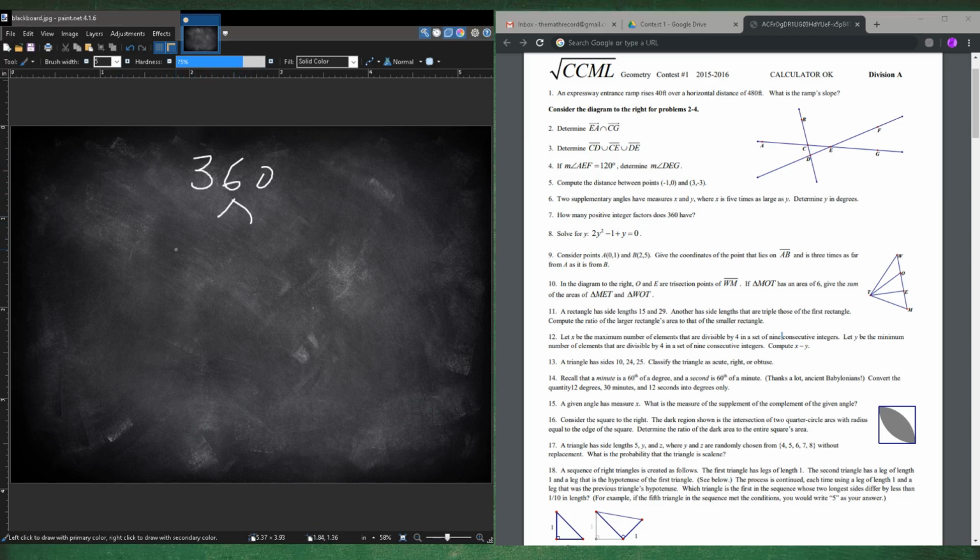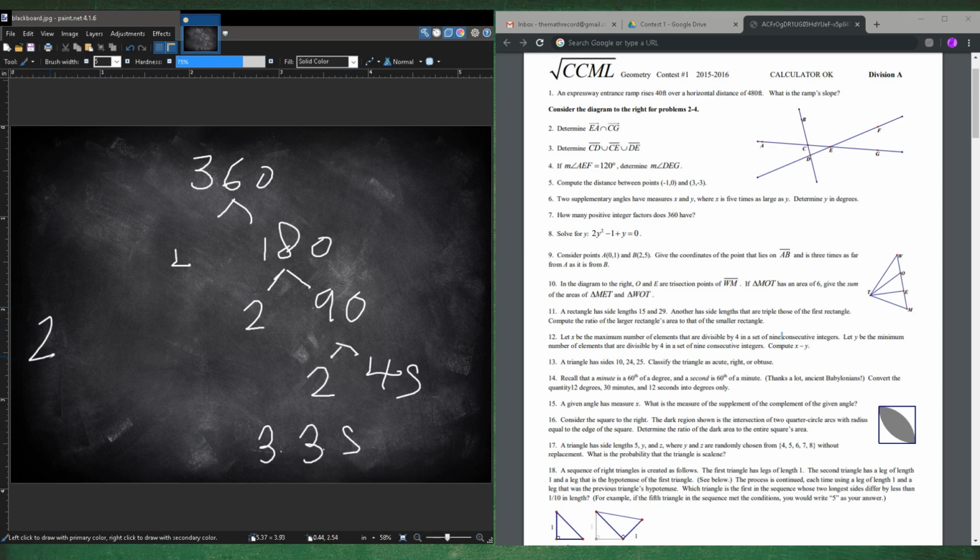So you get 360 is 2 and 180, and then factor that down. I usually use 2 if it's even. So it's 2 and 90 again. 2 and 45. And 45 is just 3 times 3 times 5. So overall, this thing is just 2 to 2 times 3 to 2 times 5 to 1.